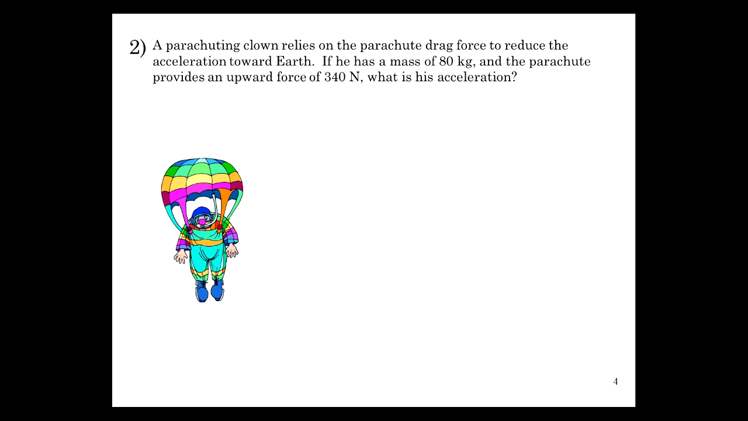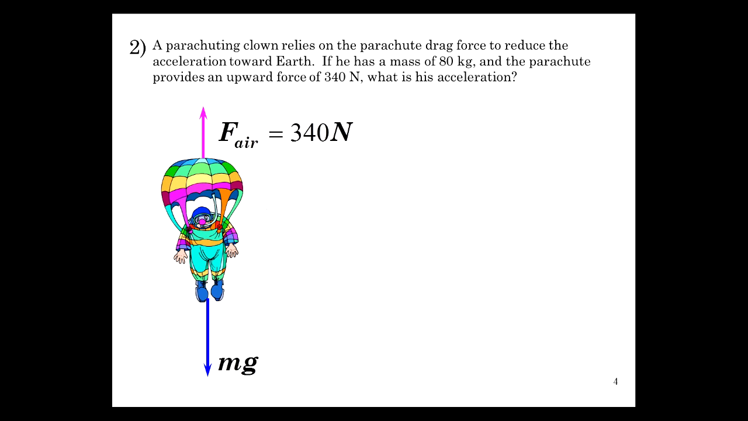Perhaps he's relying on his snorkel to provide some extra protection upon the impact of landing. I'm not sure. In any case, the parachute drag force reduces the acceleration. His mass is 80 kilograms. The parachute provides a 340 Newton upward force. What's the acceleration? Let's apply the free body force diagram rules, which are adding all the forces.